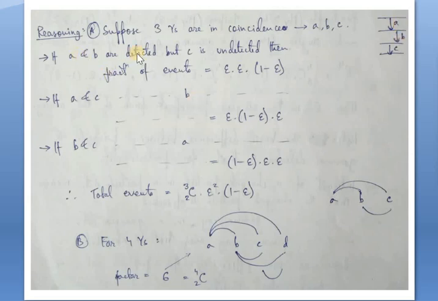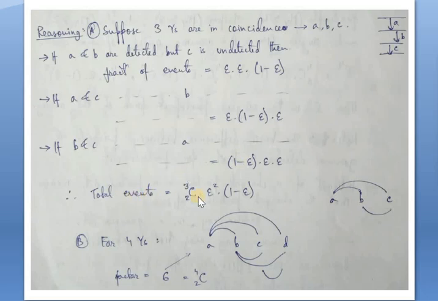Now, if A and B are detected but C is undetected, then what will happen? The fraction of such events will be the detection efficiency of A, times the detection efficiency of B, multiplied by the probability of not detecting C. So it will be epsilon squared times 1 minus epsilon. Similarly, if A and C are detected but B is not, then we get a similar thing, but the ordering will be different. The same holds if B and C are detected and A is not detected.